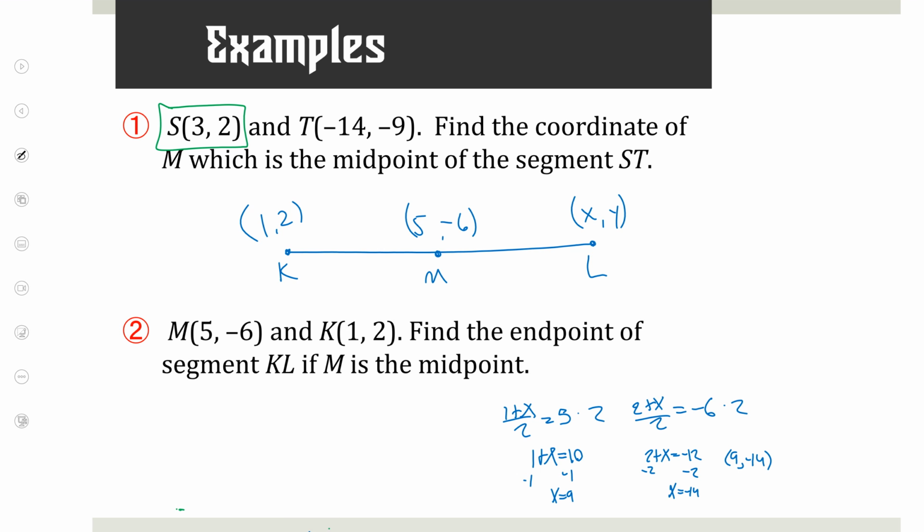Yep. Bingo. The other equation would then be the y-coordinate of one endpoint plus the y-coordinate of the other endpoint, divided by 2. So (2 + y)/2 = -6, the y value. Solve both of those, you get (9, -14). Questions on that technique? Okay. Yes?